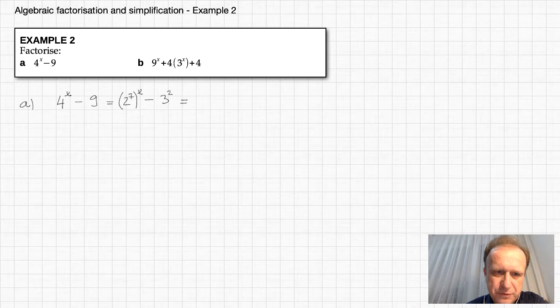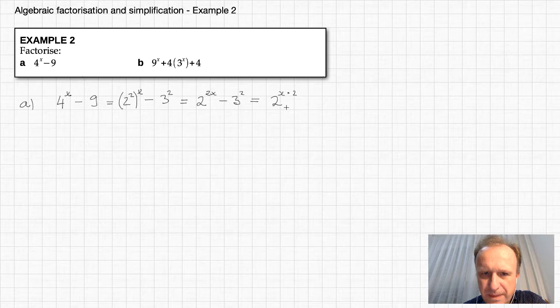2 to the power of 2 all to the power of x is just 2 to the power of 2x, 2 times x, minus 3 to the power of 2, without any change here, equals, and this product, 2x in the exponent, can be written as x times 2. So we can replace it by 2 to the power of x, times 2, minus 3 to the power of 2.